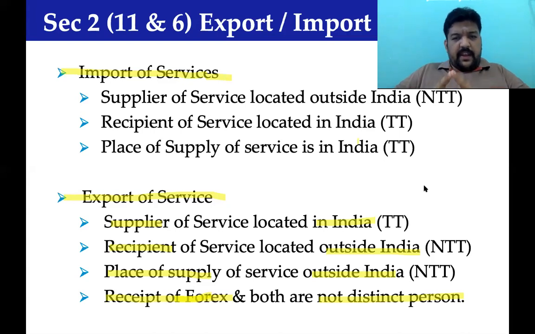Location of supplier is in India. Location of recipient is in New York. Place of supply is also USA. But however, money is received in INR, to the bank account of the Indian company. No doubt, supplier and recipient are not related persons. I'm holding the same discussion. Export of service, or not an export of service?